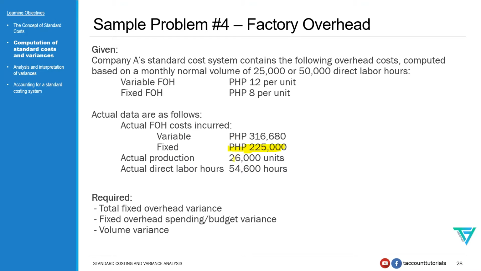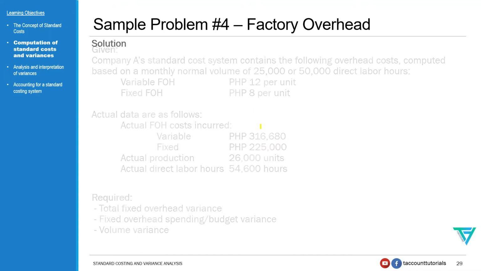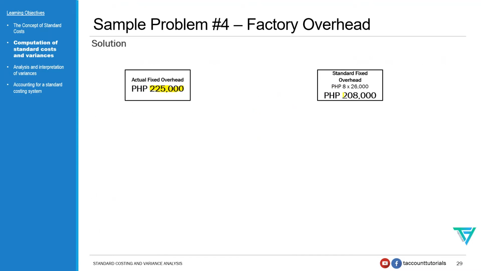If you go back to the problem, we have actual fixed factory overhead of 225,000, and then we have actual production of 26,000 units. We multiply that by 8 pesos per unit. This time we go directly into the per unit amount, without making use of the 50,000, because this is denominated in a per unit amount. So 26 times 8 provides us with the standard of 208,000 pesos. And then of course, following a similar analysis, we could insert budgeted fixed overhead in the middle, having 8 pesos as the standard rate multiplied by 25,000 as the normal capacity, which gives us 200,000 pesos as the budgeted fixed overhead.